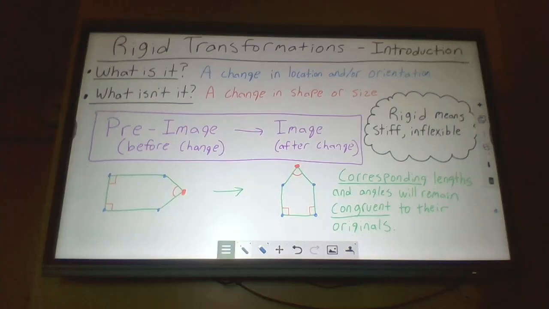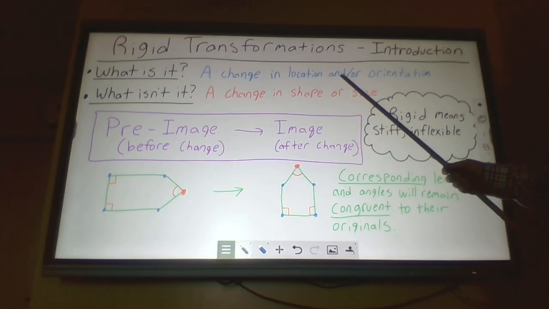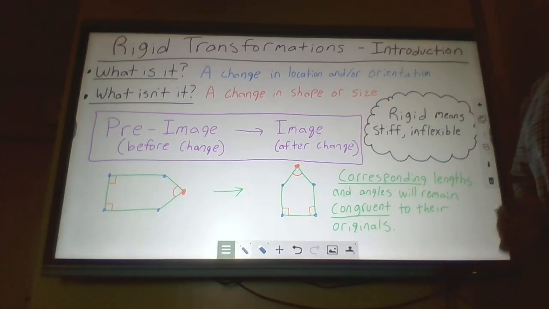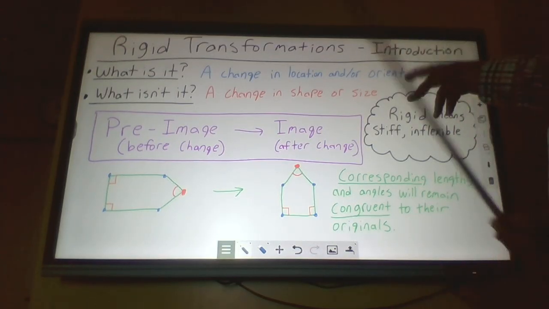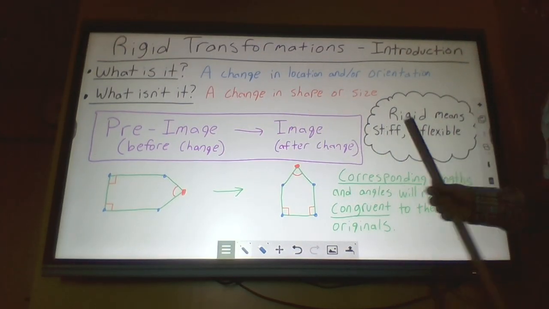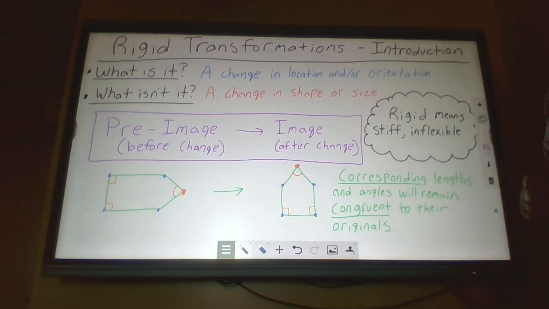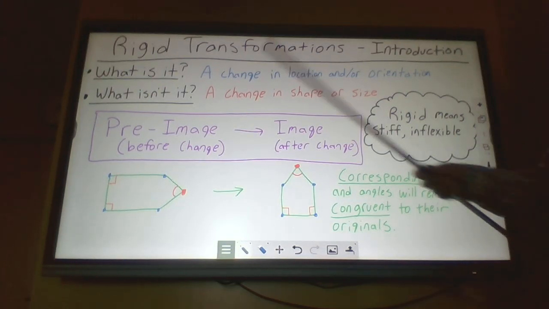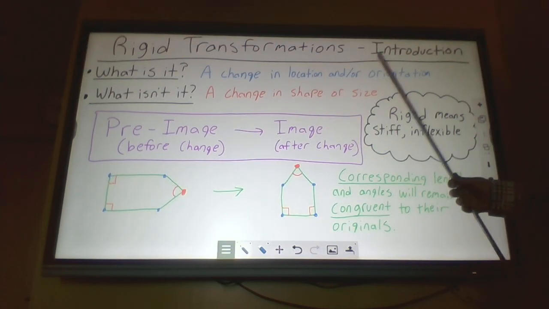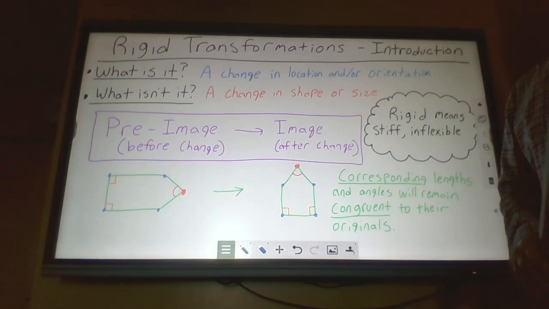So, what is a rigid transformation? It is a change in an image's location and/or orientation. However, the key word is rigid. Rigid means stiff or inflexible. In other words, the shape that we are starting with is going to still be the shape we end up with. It's not going to change its shape, and it's also not going to change its size.